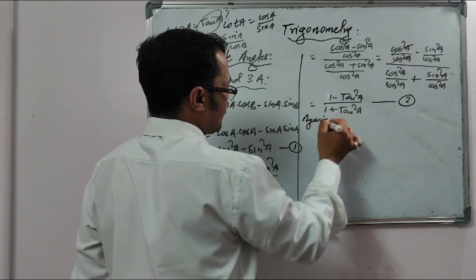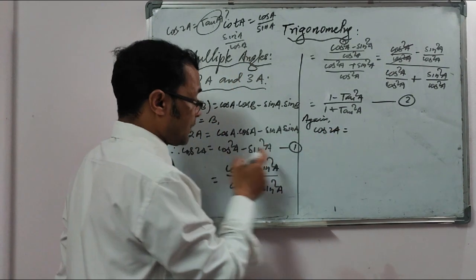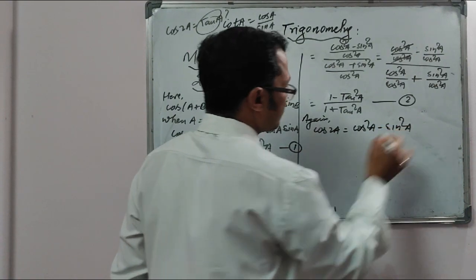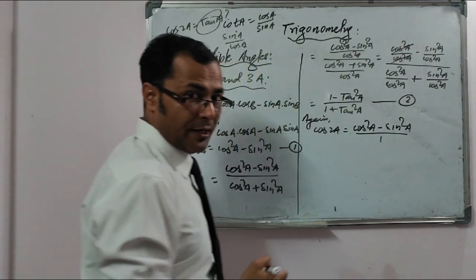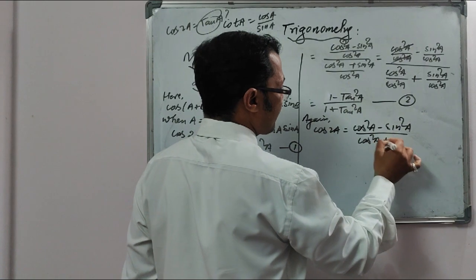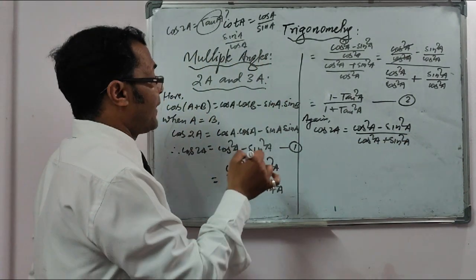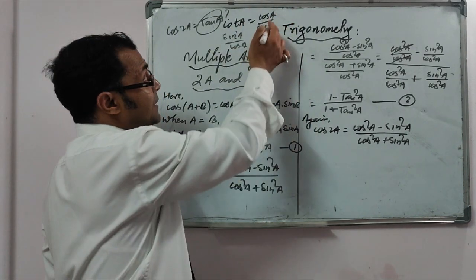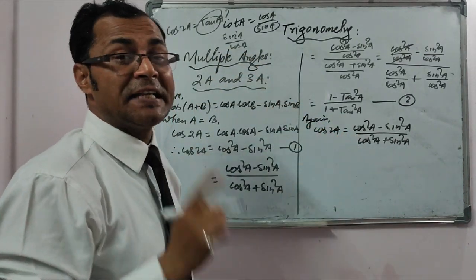Again, see here, cos 2A equals the major formula, which is cos square A minus sin square A. And just like before, here is 1, nothing means 1, as you all know. So in place of this, I'll write cos square A plus sin square A. Fine. Now I'm going to find the formula of cos 2A in terms of cot, and cot is cos by sin, which means in the denominator there is sin. So I have to divide each of this by sin square A.